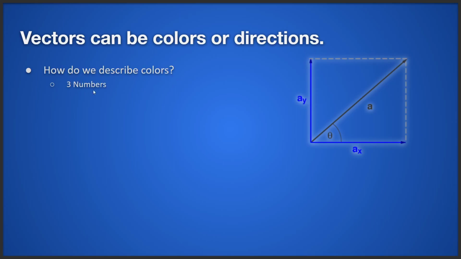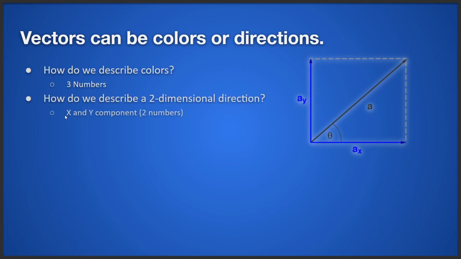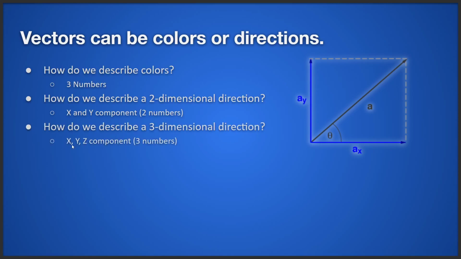How do we describe a color? With 3 numbers. How do we describe a 2-dimensional direction? With an x and y component, 2 numbers, right? You say, how much does that arrow go in the x direction? How much does it go in the y direction? That's a vector. How do we describe a 3-dimensional direction? With the x, y, and z component, 3 numbers. 3 numbers describe a direction and magnitude in x, y, z.